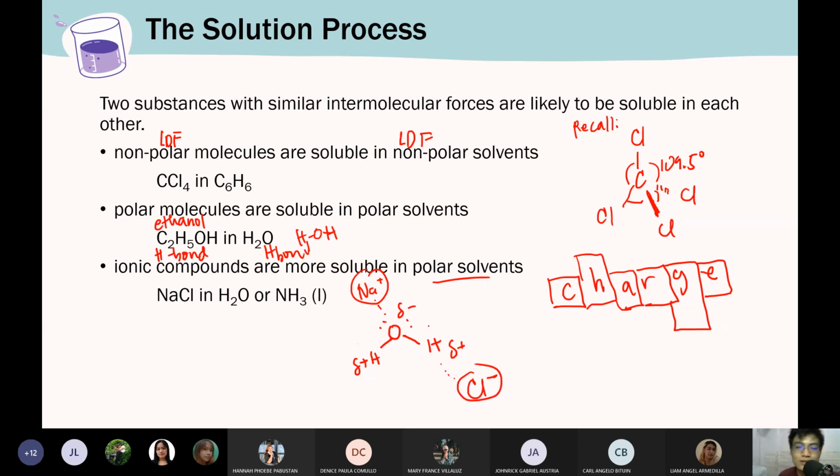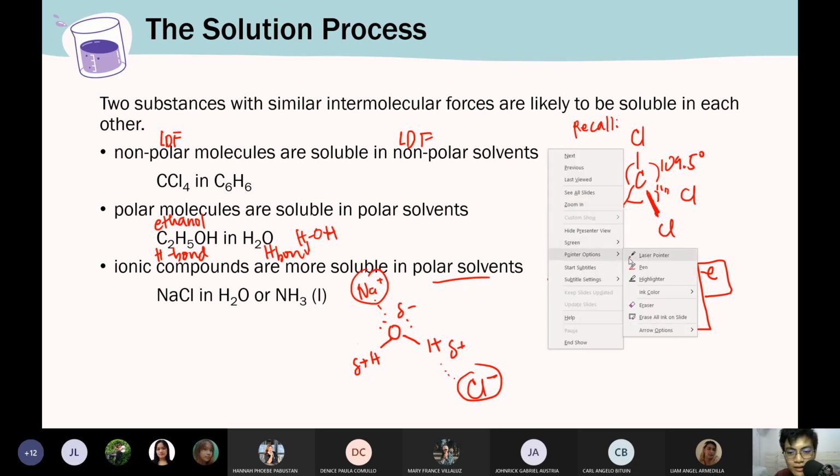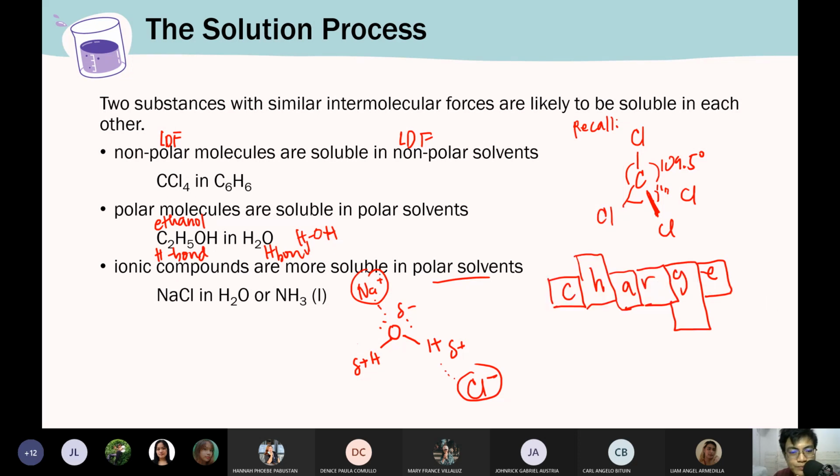Okay? Kasi ito, positive, palitan ko color ng aking ball pen. So, ito positive, ayan, positive, ito negative. Ito positive, ayun, negative na. Even though partial yung isa, still capable of performing interactions. So that's why ionic compounds are more soluble in polar solvents. Okay? So ang galing na.